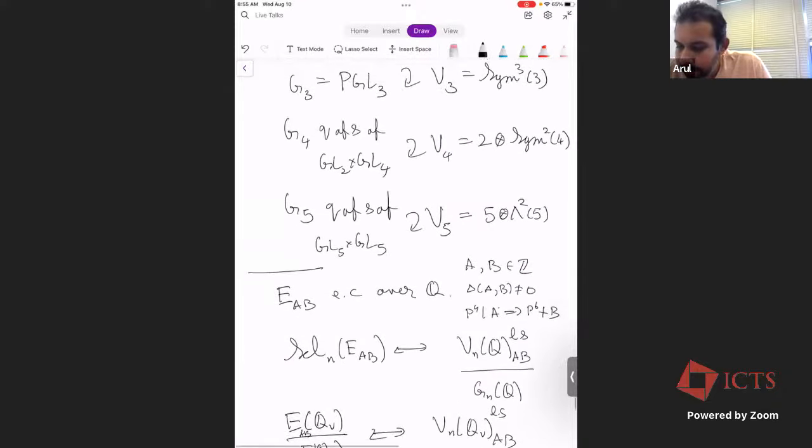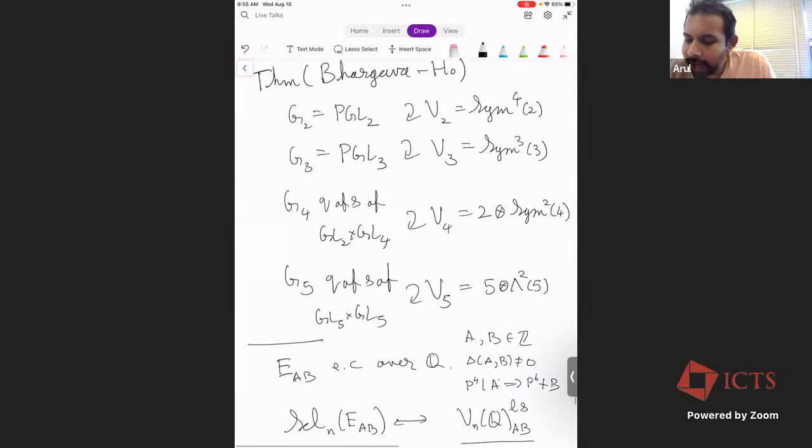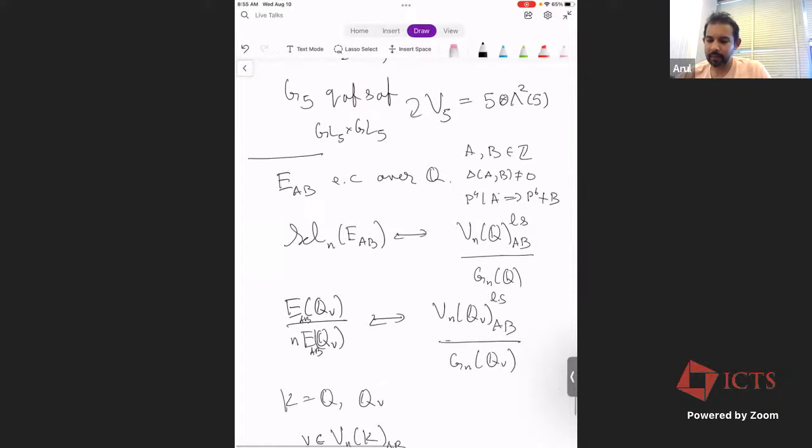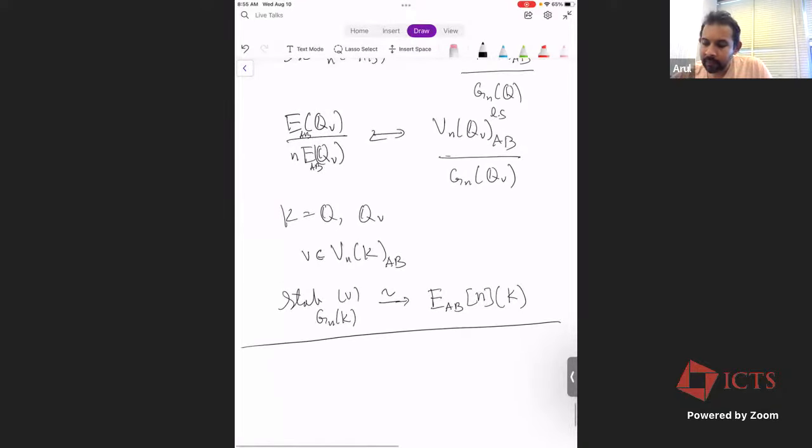which is to say that we have these representations. We have G2 acting on V2, G3 acting on V3, G4 acting on V4, and G5 acting on V5. So first of all, given an elliptic curve over Q, we can parameterize the Selmer group of this elliptic curve in terms of GnQ orbits on VnQ. And moreover, we have this explicit description of what the stabilizers are.